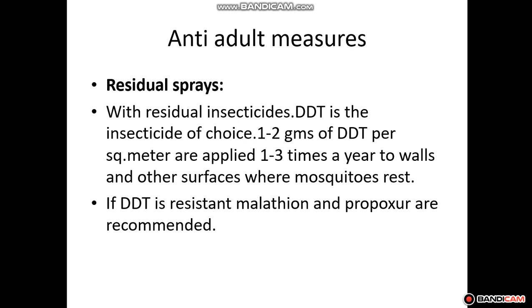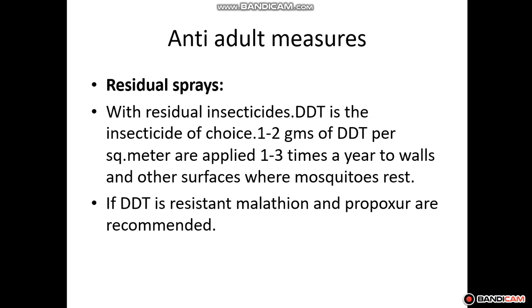1 to 2 grams of DDT per square meter are applied 1 to 3 times a year. Especially it is sprayed on the walls and other surfaces where the mosquitoes rest, so that these mosquitoes can be killed. If there is DDT resistance, Malathion or Propoxor are the other recommended sprays that are used.